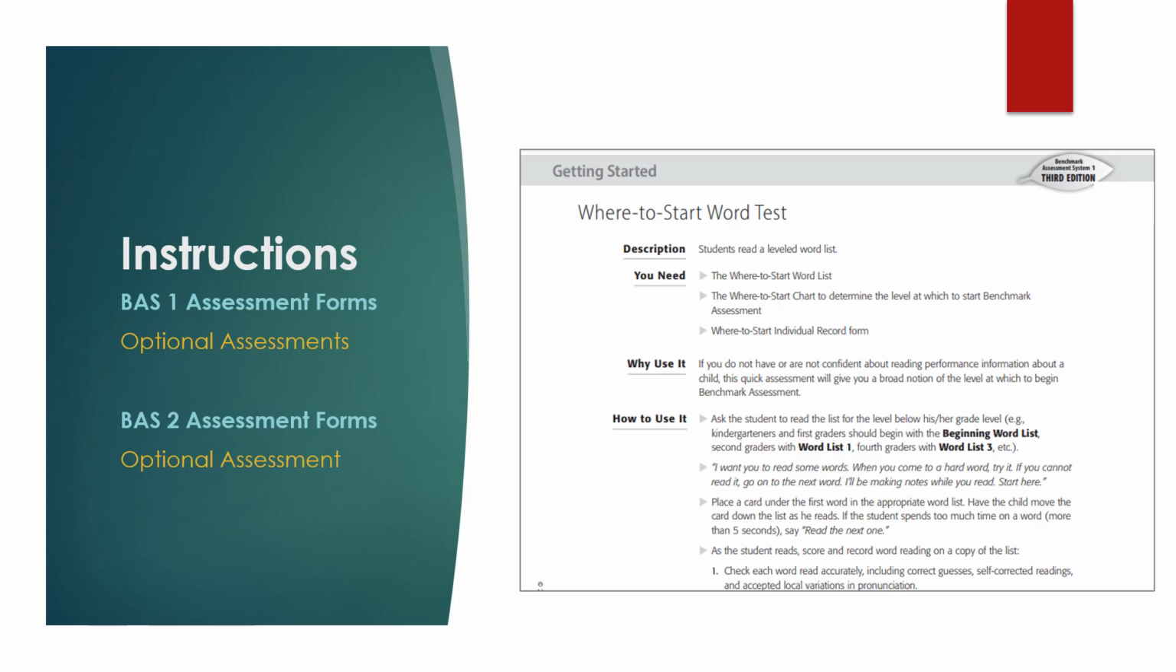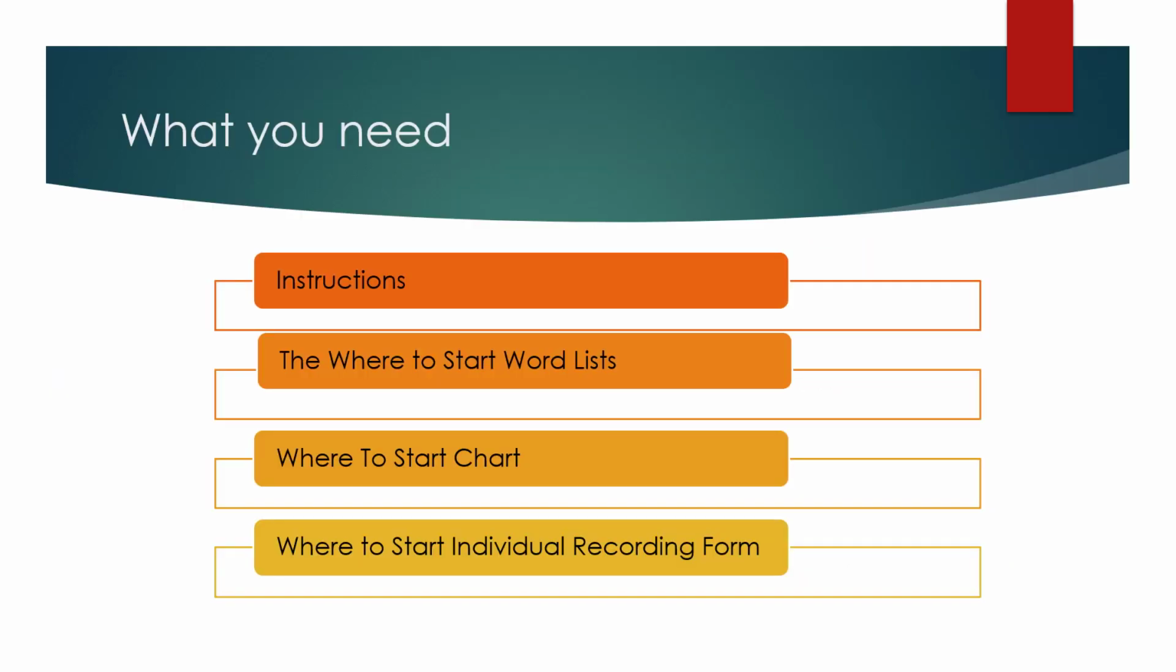Note that in BAS 1, you will be using the assessments for students accessing text from levels A through N, kindergarten to grade 2, or BAS 2, which will be used for students in grade 3 through 8, using levels L through Z. Gather the following resources. You'll need the instructions, the Where to Start word list for students to use, the Where to Start chart, and Where to Start individual recording forms.